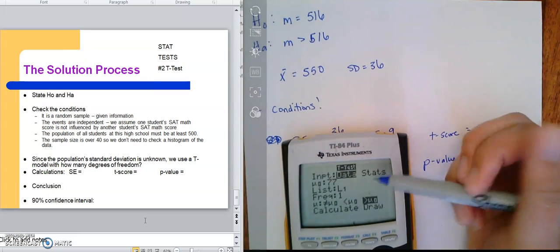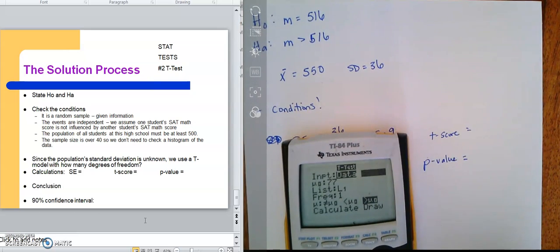But this time, it didn't give me data. It gave me stats. It gave me the mean and standard deviation. So I'm going to have to fill that in myself. The mean here is 516. My null is 516. My mean is 550. My standard deviation is 36. I did 50 students, and I think greater than.